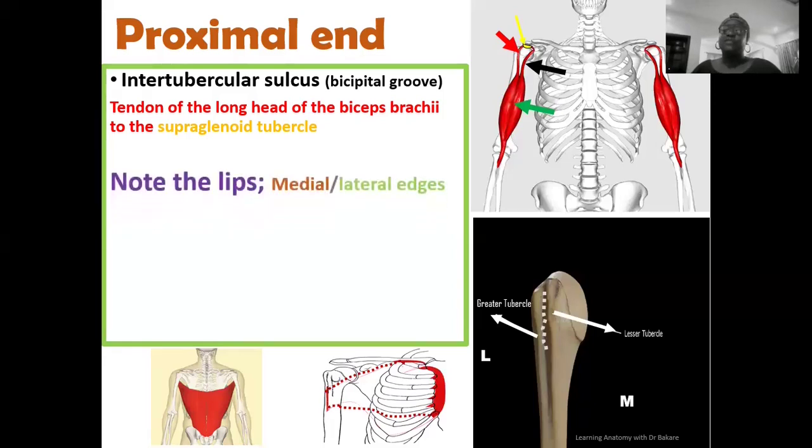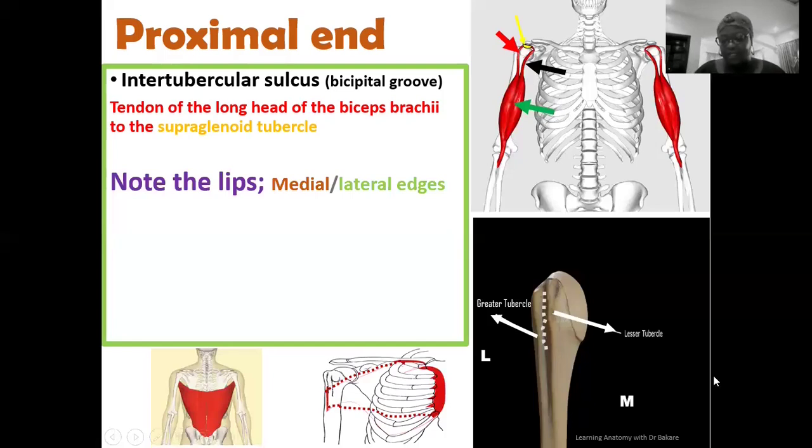It is also important for us to add that the intertubercular groove is seen to have 2 lips. Don't forget that it is a groove or an indentation, which means that there is going to be an eminence on both sides of it. And these eminences are referred to as lips. These lips are basically edges. So we have one on the medial side, and we also have one on the lateral side.